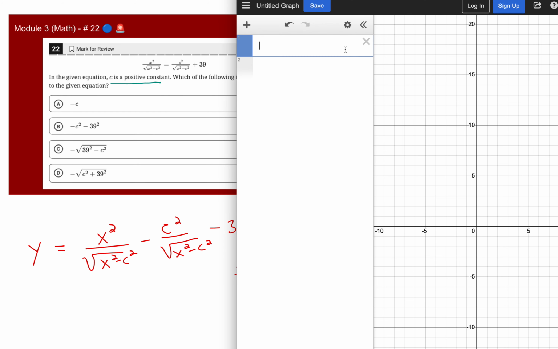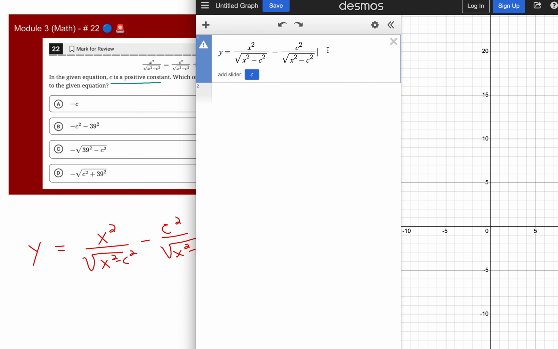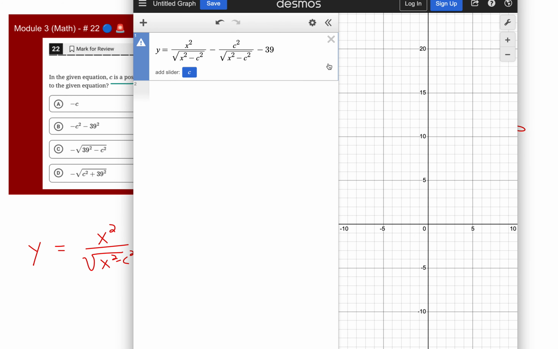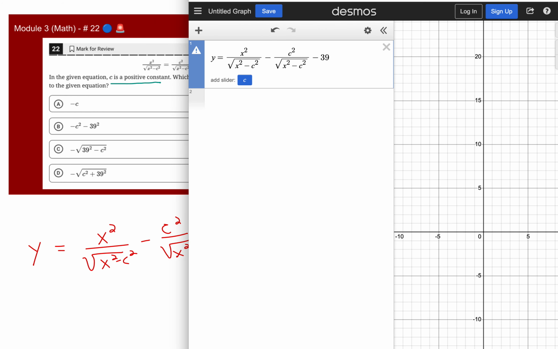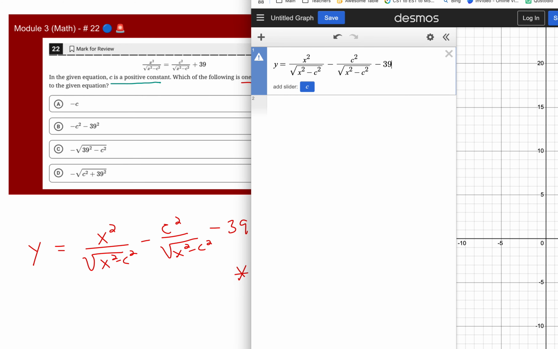Oh no. I brought it back. Oh no. Trying to click over here, hold on. Minus 39. Okay. All right, so I'm going to make sure I have that right. x squared over the square root of x squared minus c squared, minus c squared over the square root of x squared minus c squared equals 39. Great.